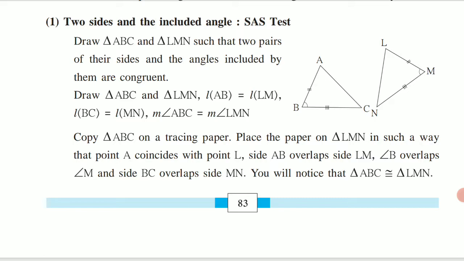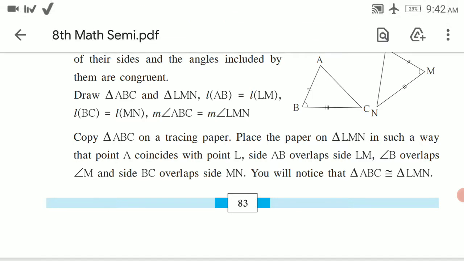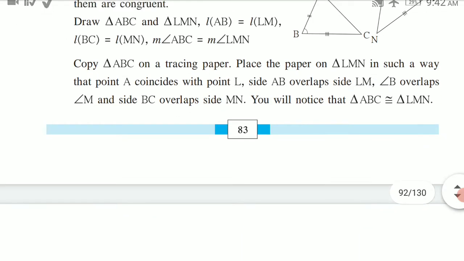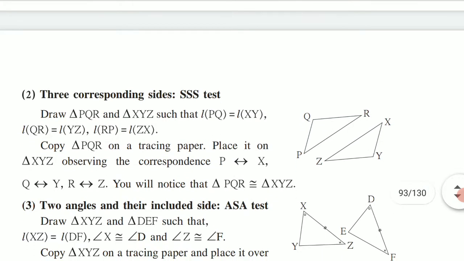Copy triangle ABC on a tracing paper. Place the paper on triangle LMN in such a way that point A coincides with point L, side AB overlaps side LM, angle B overlaps angle M, and side BC overlaps side MN. You will notice that triangle ABC is congruent with triangle LMN.